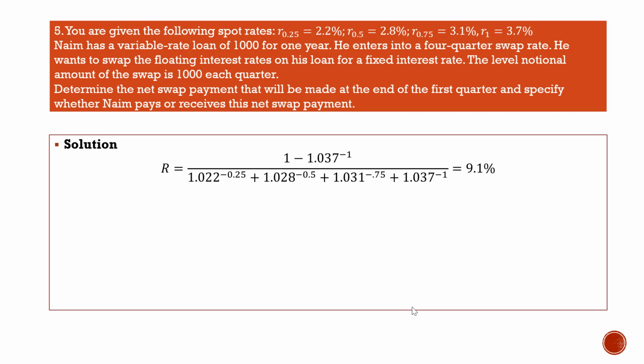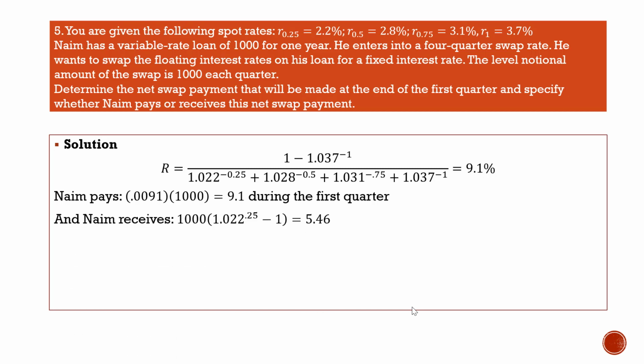So that means during the first quarter, he pays 9.1% of $1,000, which is $9.1. And also during the first quarter, he receives 1.022 to the negative 0.25 minus 1, the whole thing times 1,000, which is $5.46. So that means he pays 9.1 and he receives 5.46, which means under this swap contract, he pays $3.64.